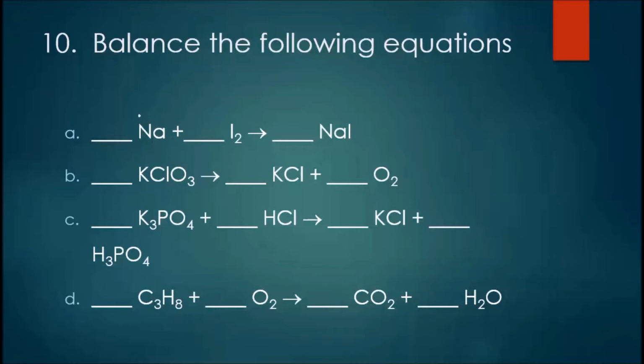Sodium. How many sodiums do we have here? 1. How many sodiums do we have here? 1. Good. So far, so good. Balanced. How many iodines do we have here? 2. How many iodines do we have here? 1. Fix it. Now, some of you are going to say, hey, let's just put a 2 down here. No, you can't do that. Well, what about if you put a 2 right here? No, you can't do that either.